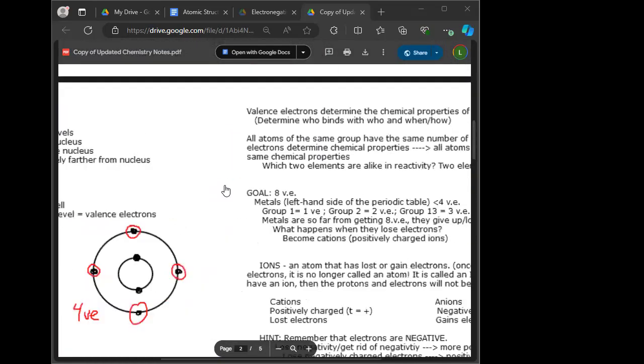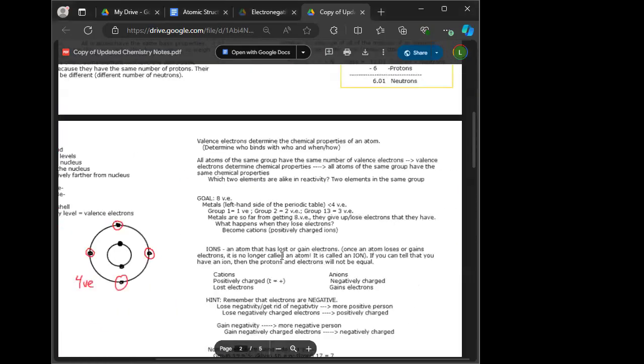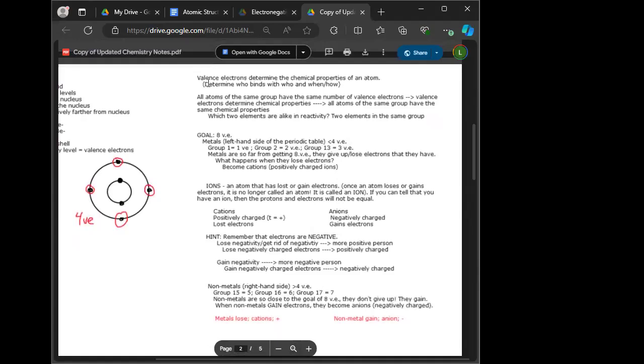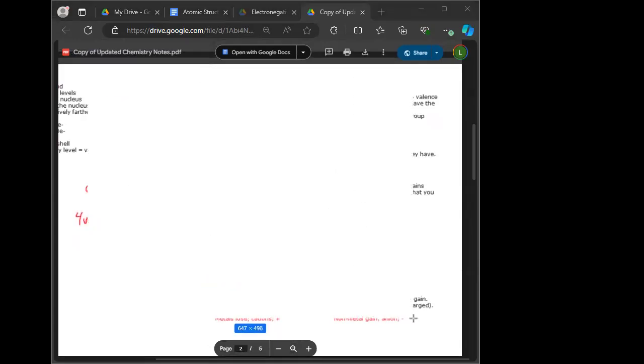Now, let's actually go over a couple questions. I think I forgot to go over this earlier. Let's go over some example questions of what to do if a question is asking you to find the total number of electrons.